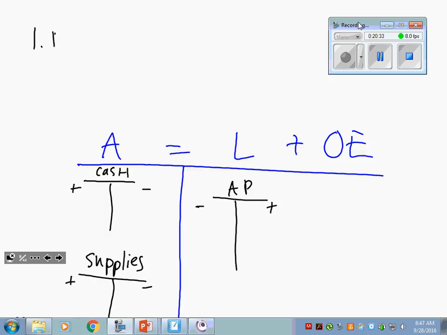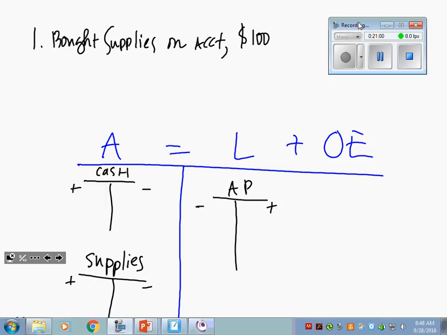Write this down on the top of your page. Bought supplies on account. $100. Okay, you know that from last chapter, right? Do we have two accounts impacted here? What did we gain? What did we get? But we also gained owing someone, okay? We now know that with this whole double entry accounting system, we need at least one debit and one credit.